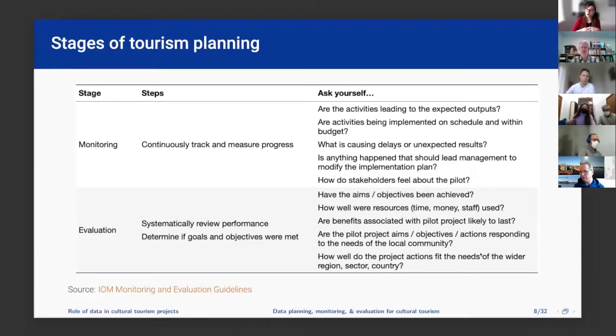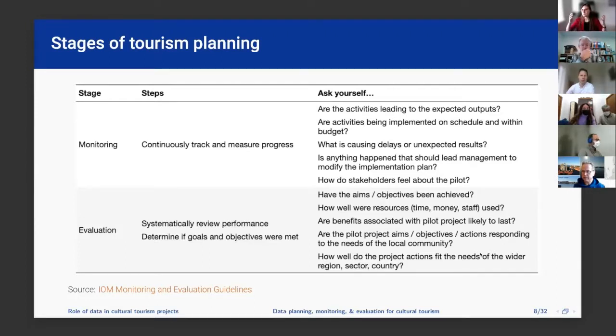Are we doing things on time and within budget? Are there any delays? Are there any unexpected results? Is there anything happening that makes management think we really need to change our plan? And also reviewing regularly, how do the stakeholders feel about this pilot? So that's that day-to-day review and progress checking. And when we talk about evaluation, that is a systematic review of the performance. It doesn't happen on a day-to-day basis.